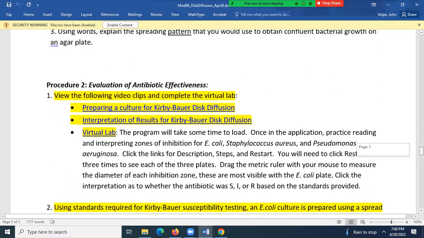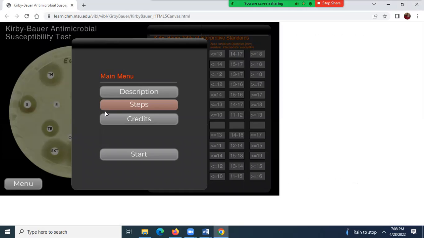Okay. So for procedure 2, we're evaluating the effectiveness of an antibiotic. We have a little video on preparing a culture for the Kirby-Bauer disc diffusion. So watch that. And then we have another video on interpreting the results for the Kirby-Bauer disc diffusion. So watch that. And then do the link on the virtual lab. And I've got that open already. Well, it used to be here. It has to refresh. Okay.